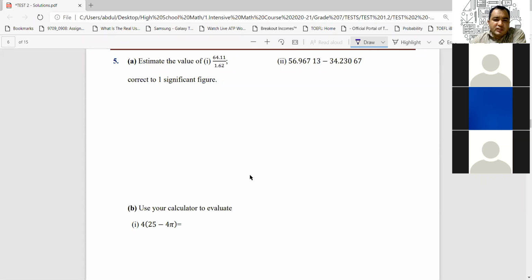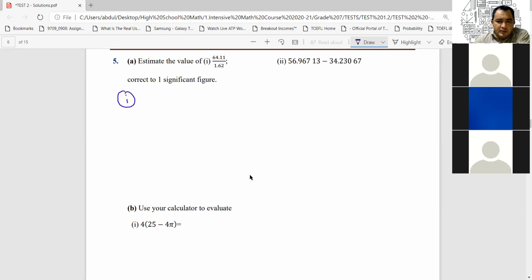All right. So question 5. Here, guys, estimate the value of this. For this kind of estimation, first you divide and estimate. No, you should not do it like this. Actually, you are supposed to solve these questions without using a calculator. How do we estimate this?